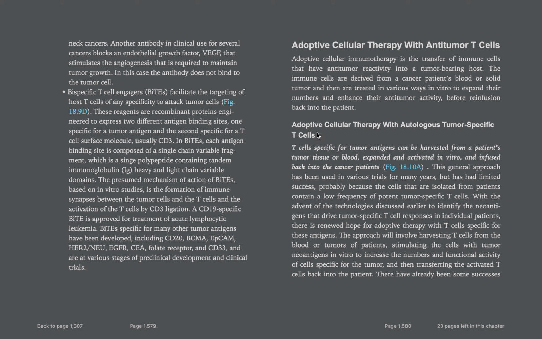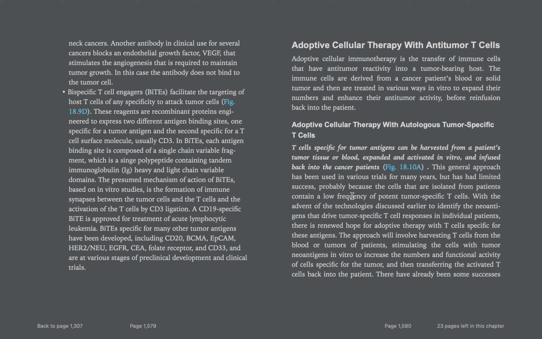So we are here at adaptive cellular therapy with autologous tumor-specific T cells. T cells with specificity for tumor antigen can be harvested from a patient's tumor tissue or blood, expanded and activated in vitro, and infused back into cancer patients. This general approach has been used in various trials for many years, but has had limited success, probably because the cells that are isolated from the patient contain a low frequency of potent tumor-specific T cells.